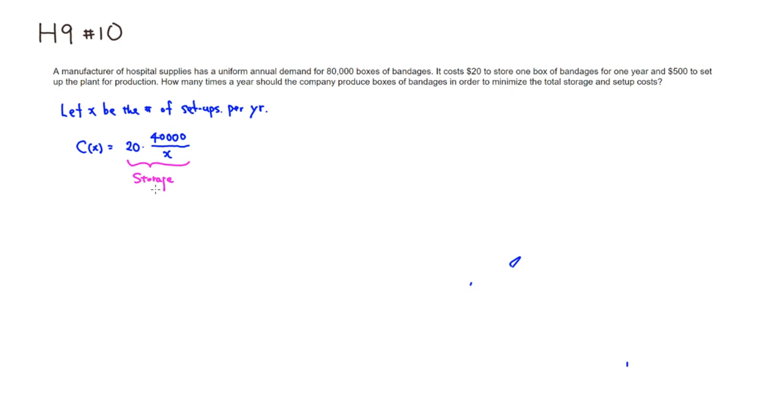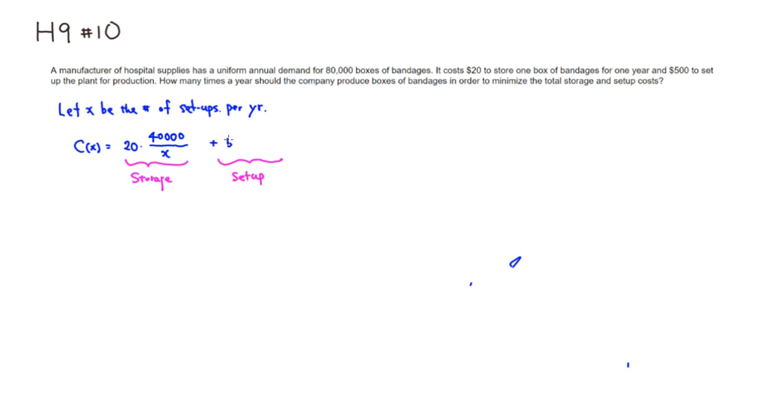And how about the setup? Setup cost would be pretty simple because it costs $500 per setup, and we're going to have x of those per year. If you simplify that, 2 times 4, it's going to be 800,000 over x plus 500x.